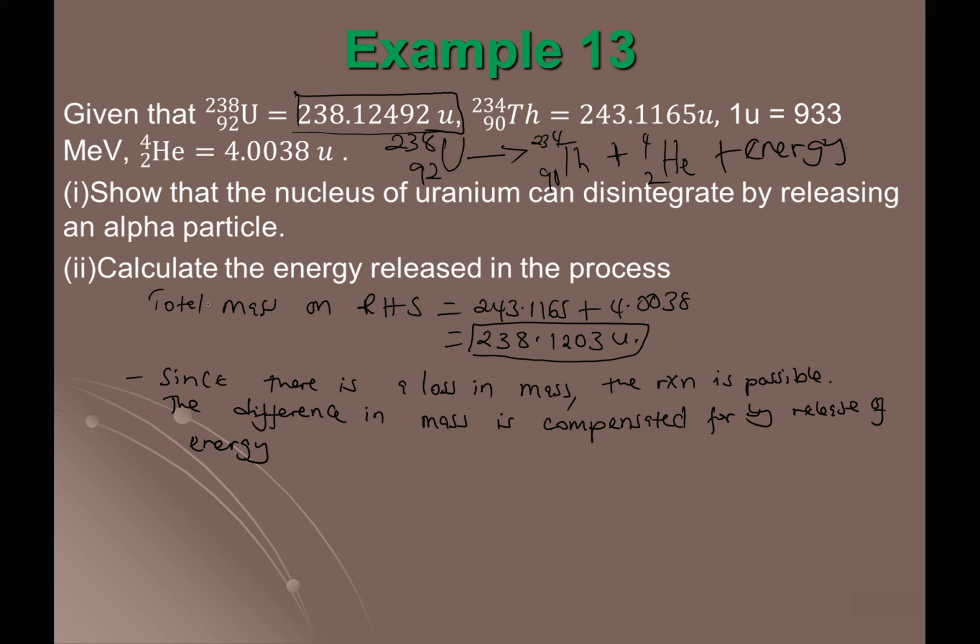Then calculate the energy released in the process. So of course energy, I'll just find it because they've told us 1 U is 933 mega electron volts. I just find the mass difference and then I find the energy equivalence. So the mass difference is simply going to be, left hand side, I have 238.12492 minus 238.1203.